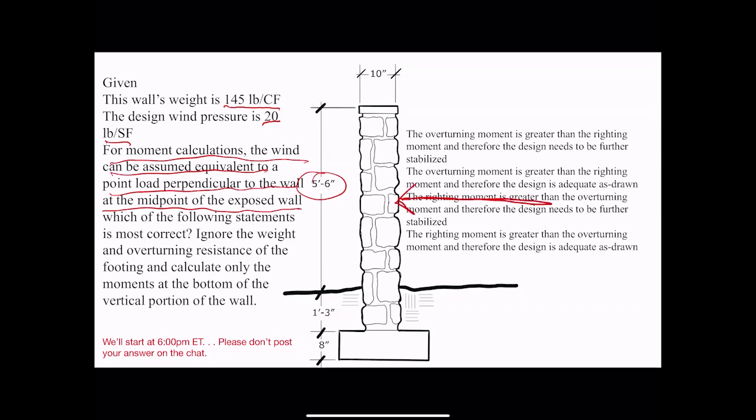Let's say the wind's coming from the right. We have this wind load that's doing this, and from the point of view of moment, we can assume that that's a point load equivalent to the middle.